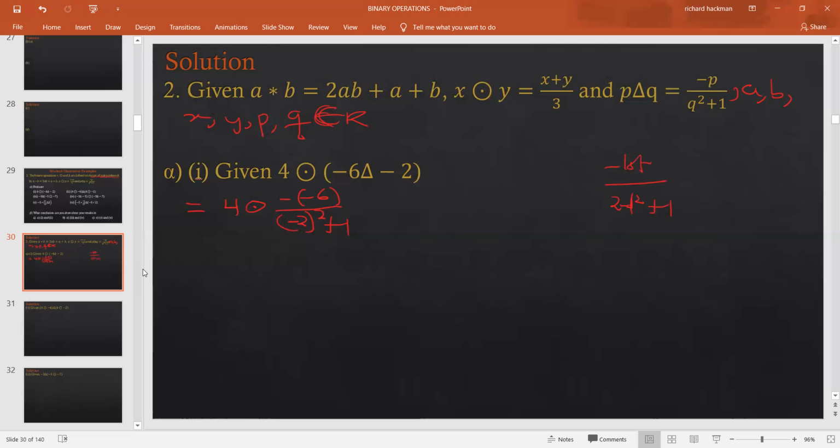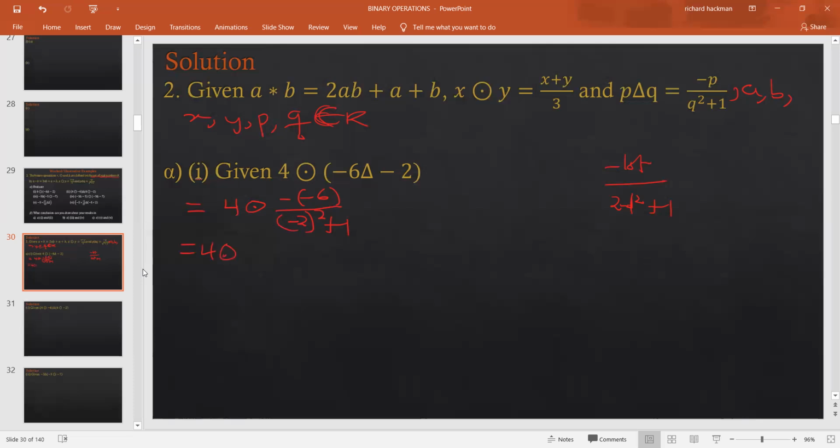So anytime you are substituting your elements, put it in brackets, remember. So minus, what is your first element here? If you are combining this, it's minus 6. Your second element is minus 2. So minus in bracket, your minus 6, which is your first element, over your second element, which is minus 2. You put that in brackets. Failure to put it in brackets, the meaning will change. Squared and plus 1. So now you are going to get 4 circle dot (−6) delta (−2).